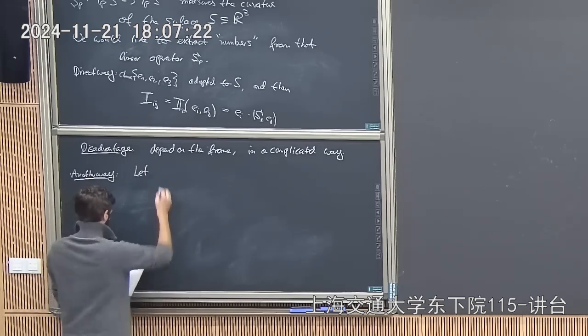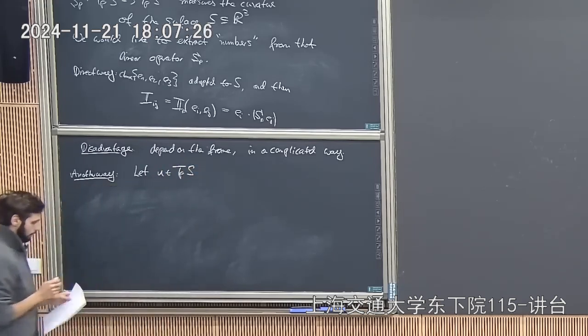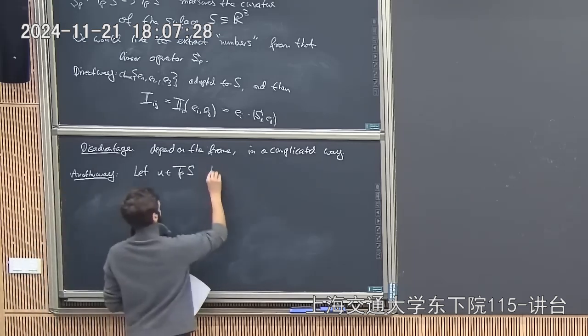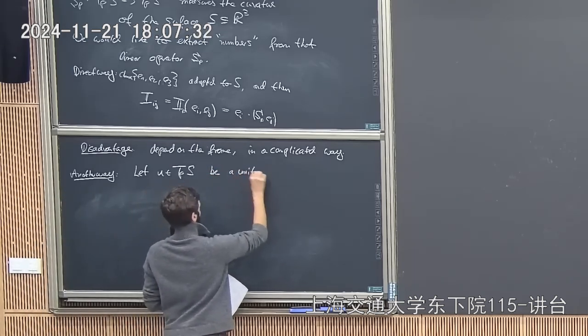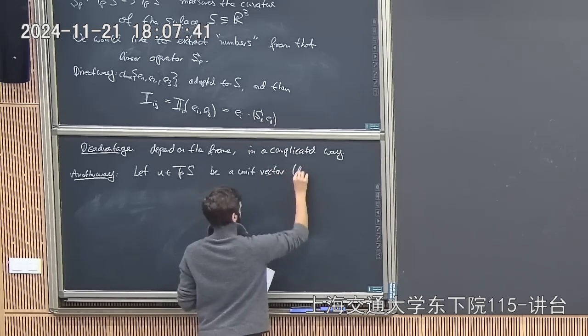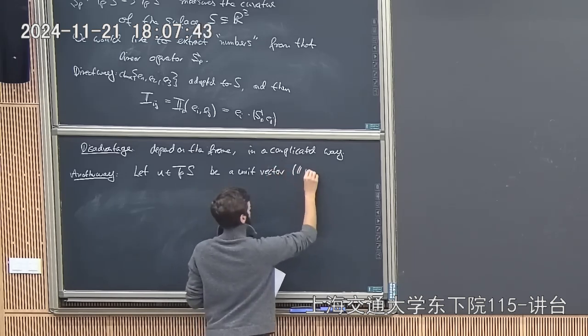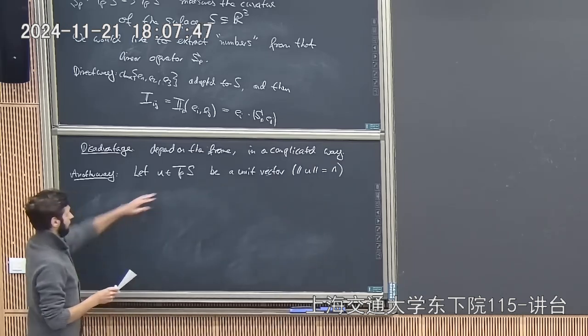So that will be our direction, and because we want to only say a direction, we say that it's a normalized, unit vector. Unit vector means that if I take the norm of u, I get 1. So that's our direction.